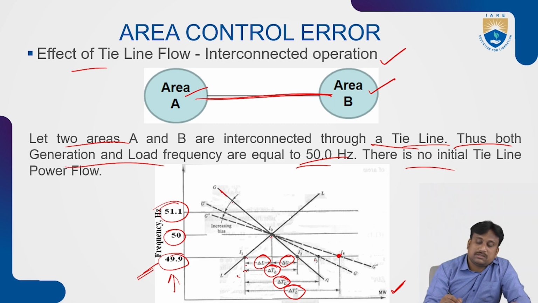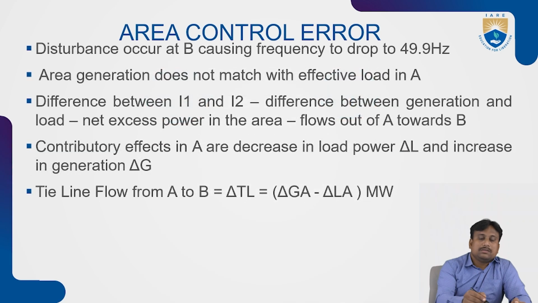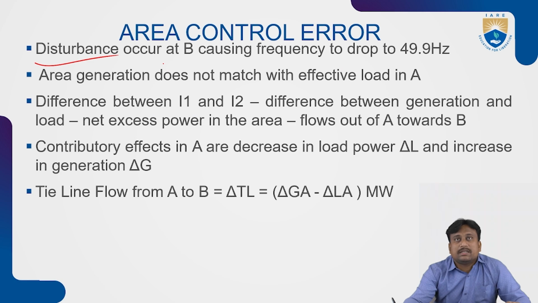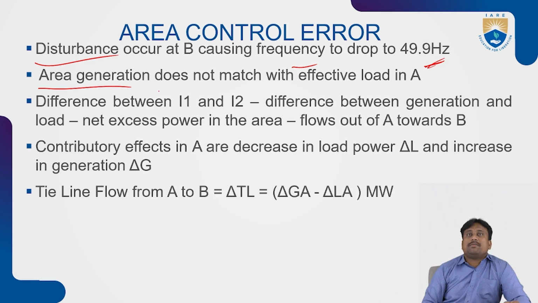So these regions of the boundaries should be extending from G to G dash, and increasing bias will take place. That should be ranging in megawatts. This range in megawatts will represent the frequency biasing conditions of the operations. So here a certain disturbance occurs at the B point that causes the frequency to drop to 49.9 Hz. So the area generation does not match with the effective load in the A case.